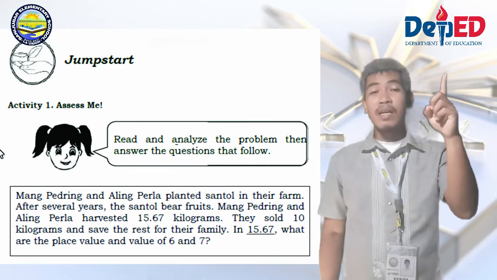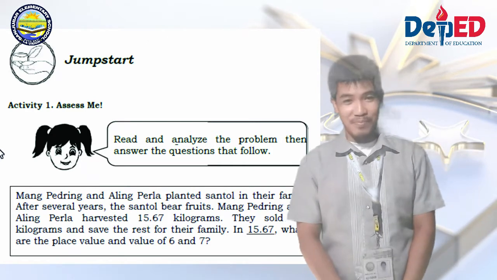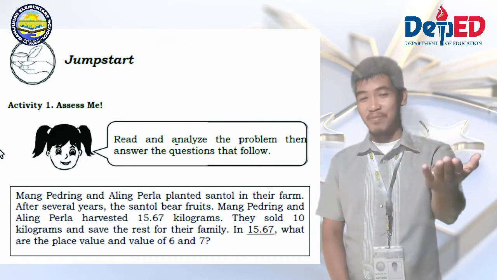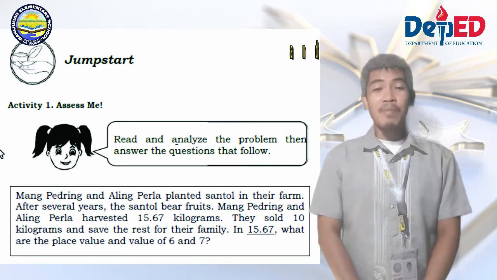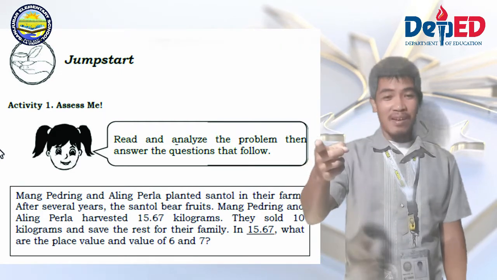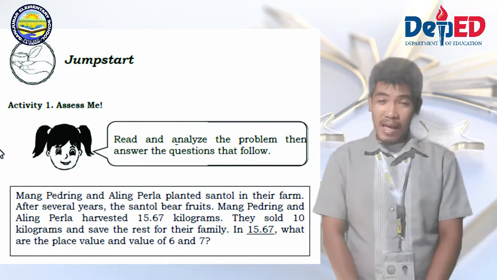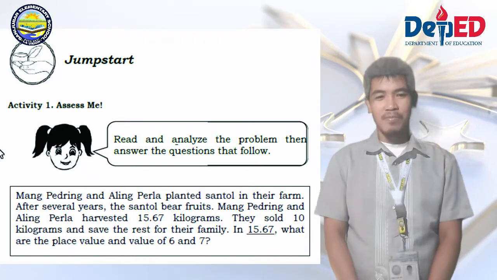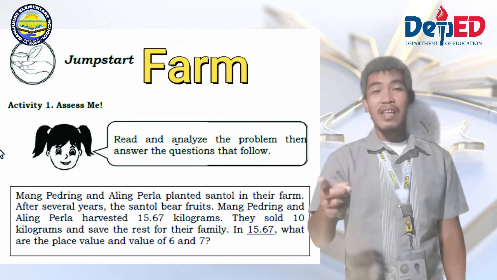Now, let us try to answer some questions about the problem which you have just read. Who planted santol? Yes, sina Mang Pedring at Aling Perla. Tama ang sagot ni Eliza. Where did they plant the santol? Tama rin si Ilorde. Itinanim nila ito sa kanilang bukid.